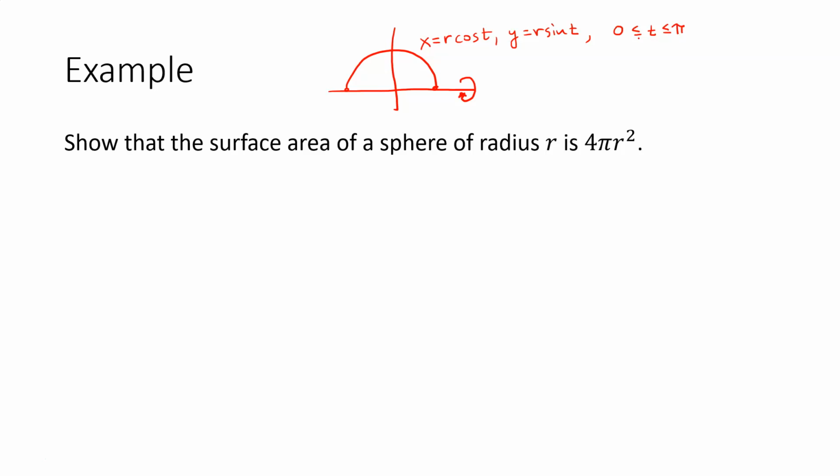And notice I'm only going to pi because we're not going all the way around the circle. We're just doing a semicircle, because when I revolve a semicircle around, it's going to form the full sphere. Okay? So here our surface area will be integral 2 pi y ds. So we'll integrate from 0 to pi. 2 pi, our y equation was r sine t.